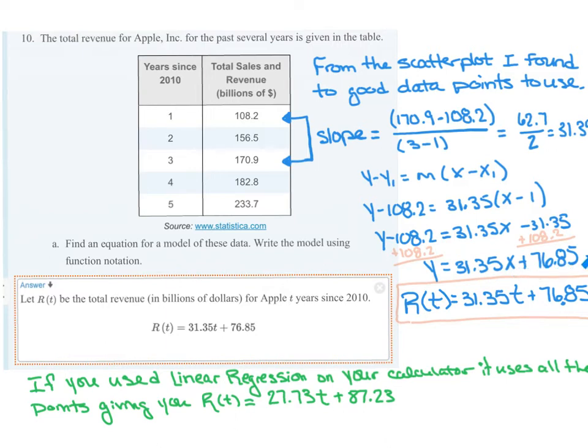But since it's asking us to do r of t, we're going to let t be our input variable. And when we write this in function notation, it would be r of t equals 31.35t plus 76.85. I did jot down here what it would look like if you did regression on your calculator, but I'm going to use this blue function here for the rest of the problems.